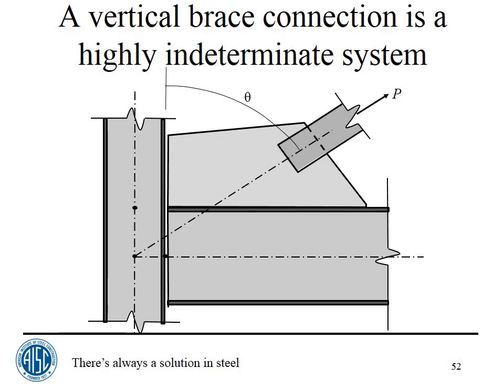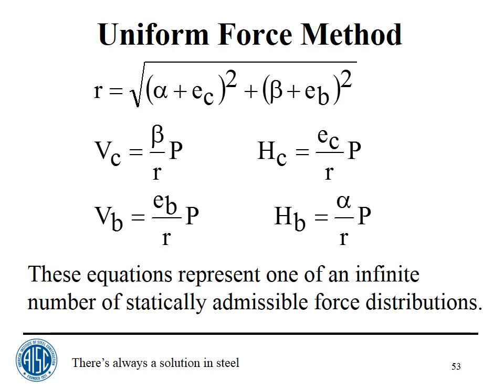A vertical brace connection is a highly indeterminate system. The uniform force method gives you one of an infinite number of statically admissible internal force distributions, and the familiar equations that you've seen for the uniform force method in Part 13 of the manual are just shown here for reference. R is just the geometric parameter, and the four forces. This is the vertical force on the column. This is the vertical force on the beam. This is the vertical force between the column and the gusset. Horizontal force between the column and the gusset. Horizontal force between the gusset and the beam. These are just one of many, many possible solutions.